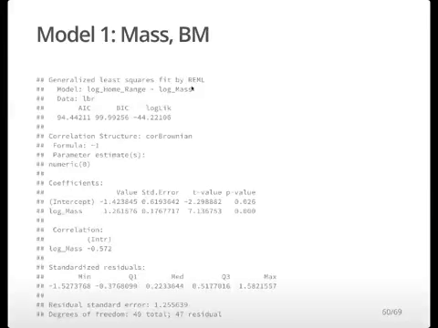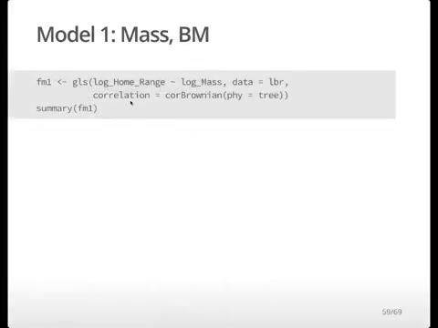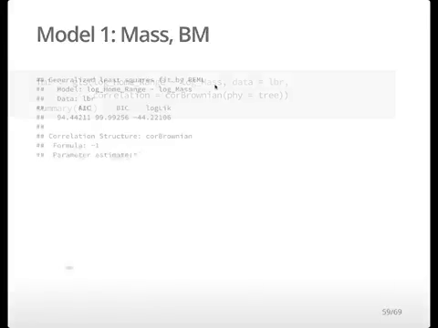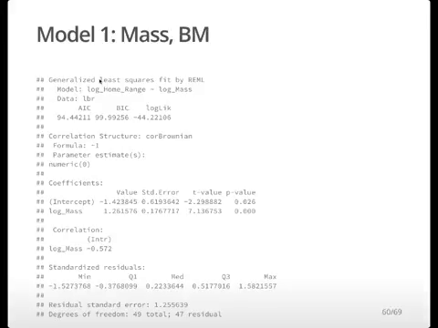All right, so here's what it looks like. This is what the summary looks like. So generalized least squares fit by REML, so a restricted maximum likelihood. And if you fit it with ML, you could do method equals ML, and you get very slightly different answers, but they're not going to matter.